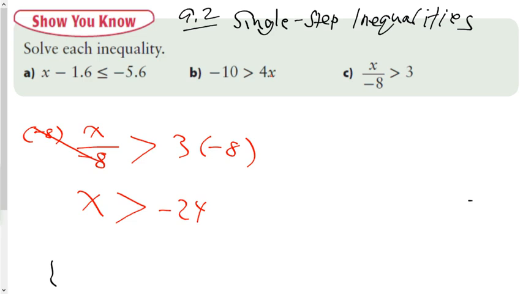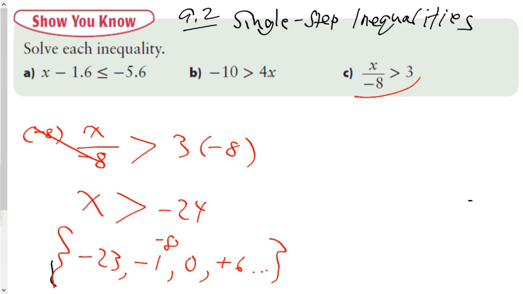So then I take my set of numbers. Give me a number that's greater than negative 24. Has to be greater than. How about negative 23? Negative 1, 0, positive 6. Those are all numbers that are greater than negative 24 and should work. So then I'm going to choose a number. Is negative 8 greater than negative 24? Yes. So I'm going to go back into my inequality and substitute negative 8 for x.